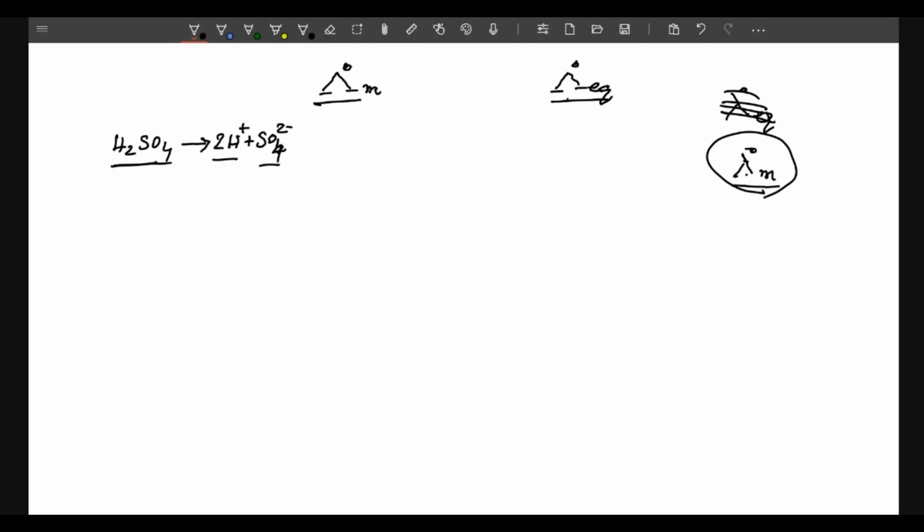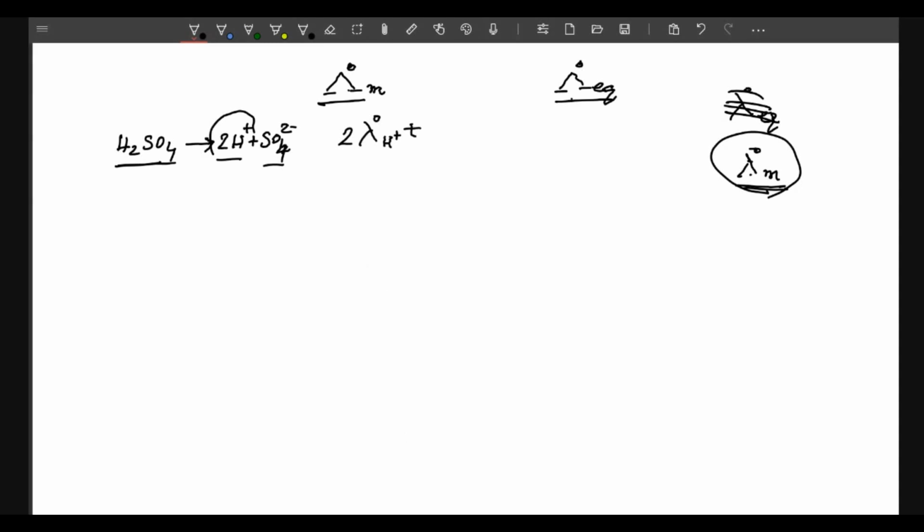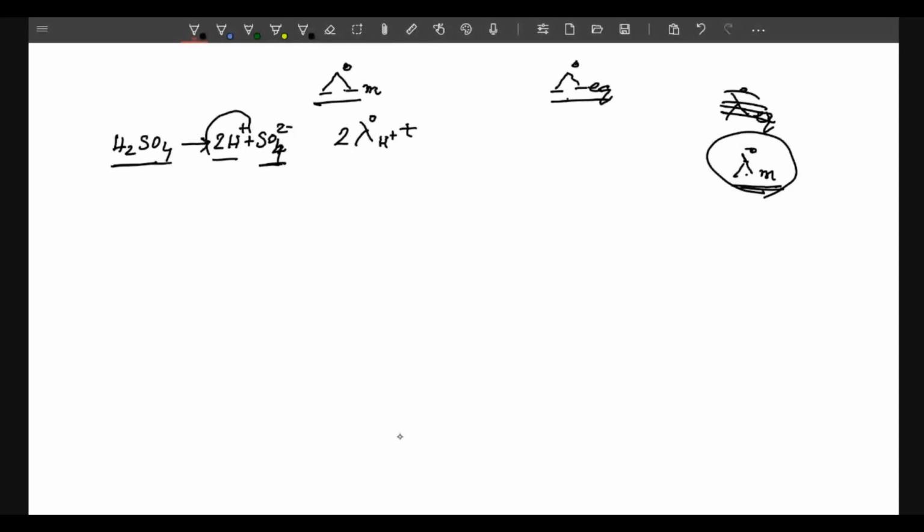Therefore, here the molar conductivity is given. How many moles of H plus ions are there? 2 moles of H plus ion. Therefore, lambda H plus naught is contributing to the total conductivity, plus how many moles of sulfate would be contributing? 1 mole of sulfate would be contributing. Therefore, lambda naught of 1 mole of sulfate 2 minus.